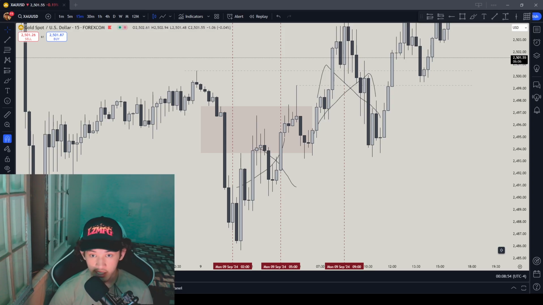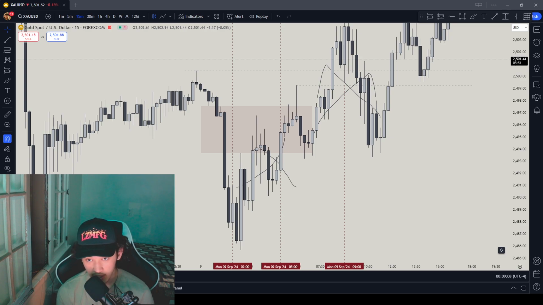Fair value can tell you guys everything in the market. It can tell you where the market is going to expand. In the worst case scenario, you never want a fair value gap that goes against you, especially during a session. Let's get into the chart straight away.